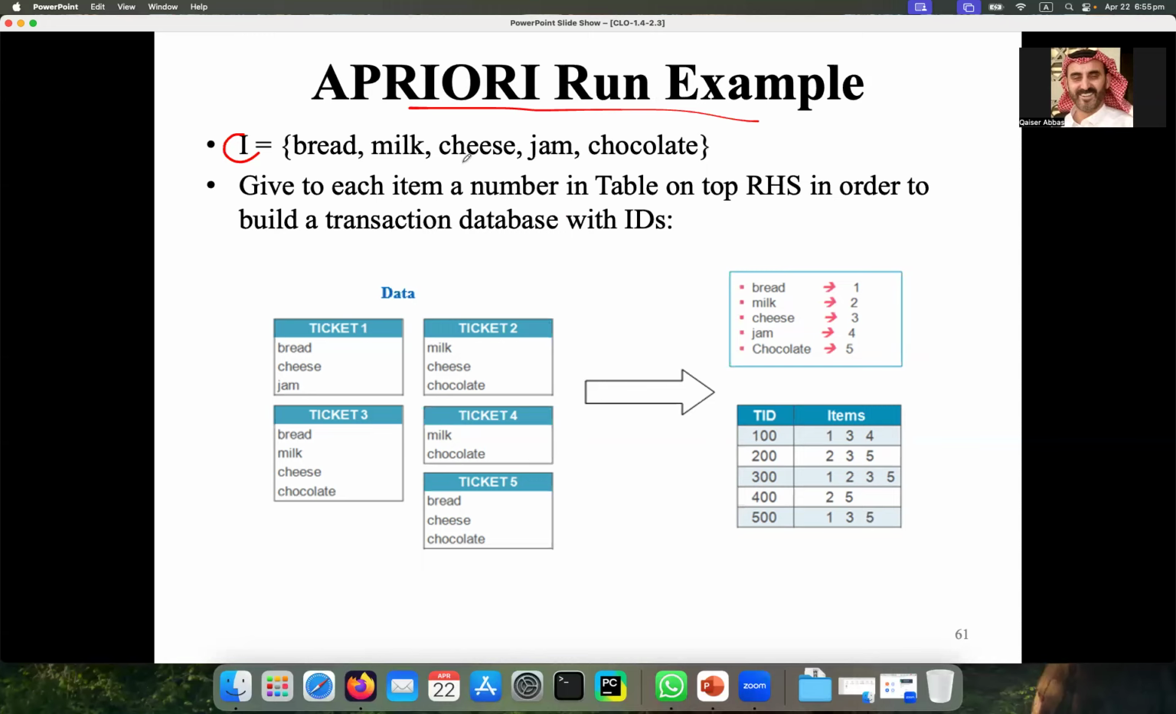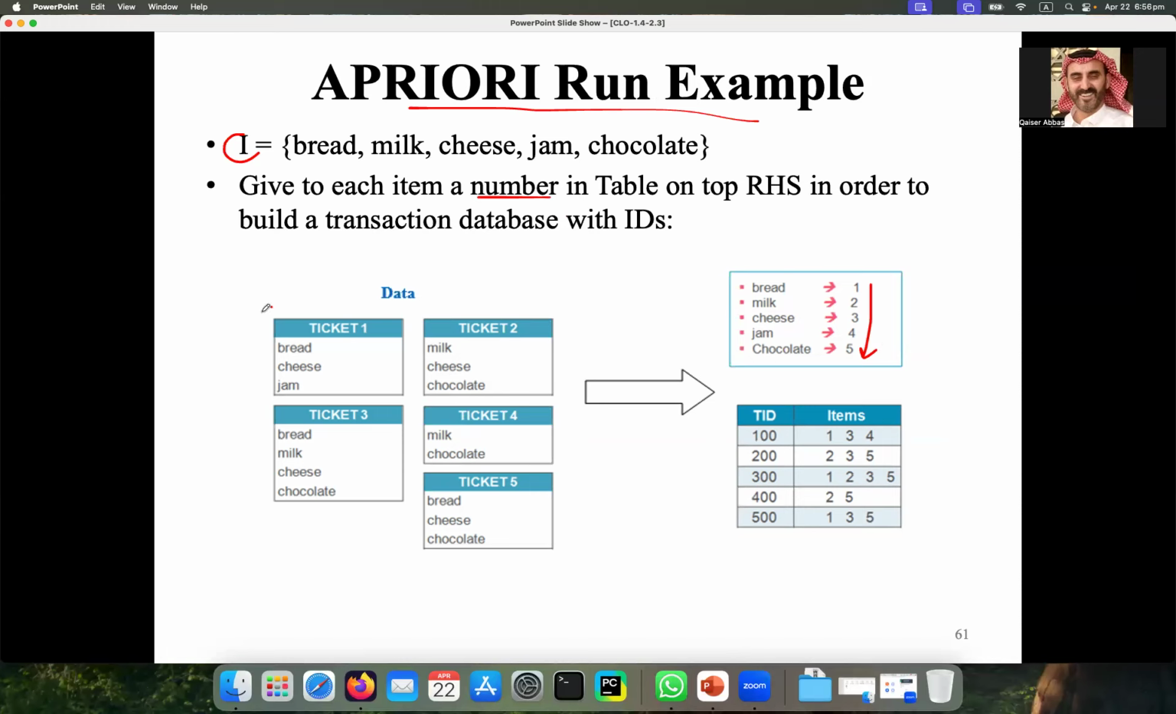What we will do, we will give each item a number. As you can see here, bread, milk, cheese, jam, chocolate, and we are giving these numbers, which we will use to identify these items.